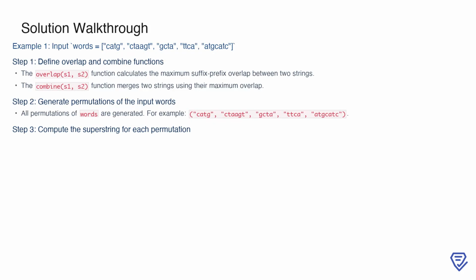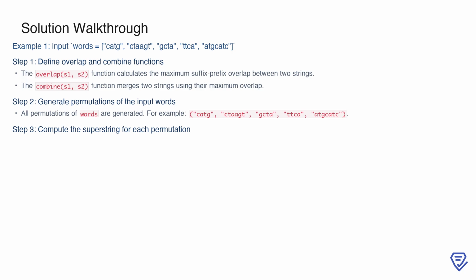To solve the problem of finding the shortest superstring, we begin by defining two key functions, overlap and combine. The overlap(S1, S2) function determines the maximum length of the overlap between the suffix of the first string and the prefix of the second string. For example, if S1 ends with CA and S2 begins with CA, the overlap is 2. The combine(S1, S2) function uses this overlap to merge the two strings into one, ensuring no redundant characters.